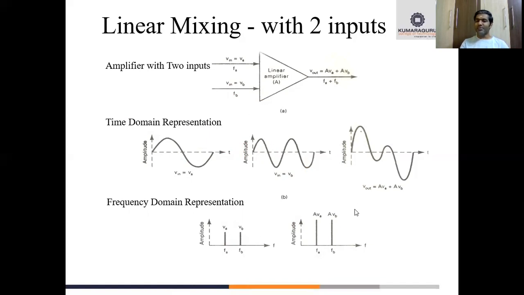Now at your output side, it is similar to your input side, except it is amplified by a gain factor A. The frequency components remain the same, FA and FB, but your amplitude alone is amplified by a factor A, so you have A VA and A VB. That is your frequency domain representation for linear mixing with two inputs. Very simple. It is also called linear summing: you are adding two signals and giving them to an amplifier. Just like A cos 2 pi FA t plus B cos 2 pi FB t, you are adding two signals, and that additive sum you are giving to a linear amplifier. That is linear mixing with two inputs.